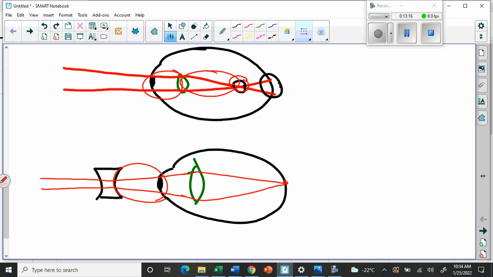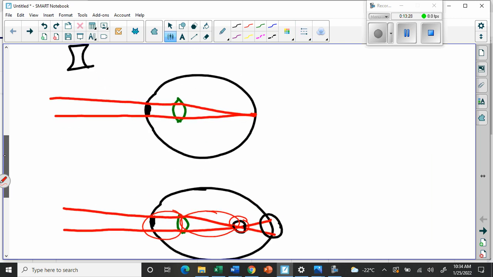So that's a good example of where we find diverging lenses. We find them used often for corrective lenses for nearsightedness. All right, so there we go. That's images in curved lenses all wrapped up.